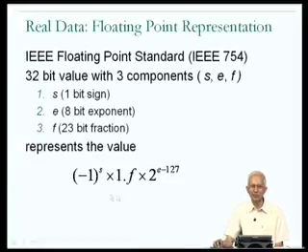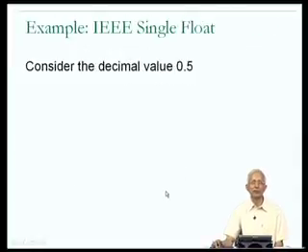So we do need to understand a few things about this representation. First of all, why do they use this 1.f, and secondly, why don't they just raise 2 to the power e instead of having 2 raised to the power e minus 127? And I'll talk about this, but first let's look at an example.